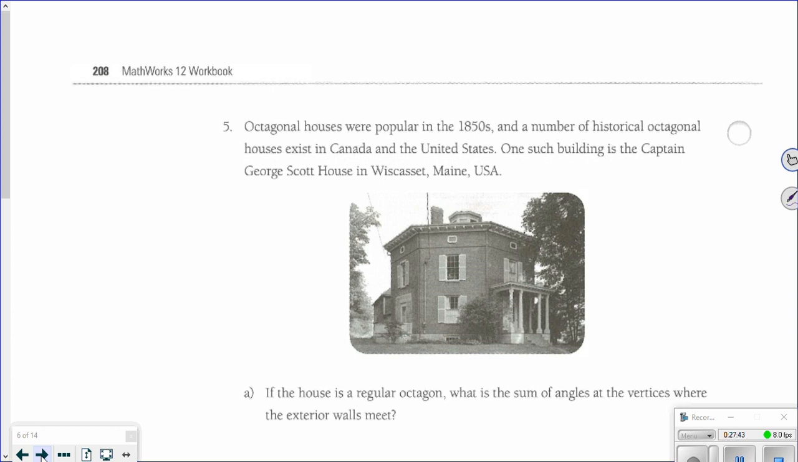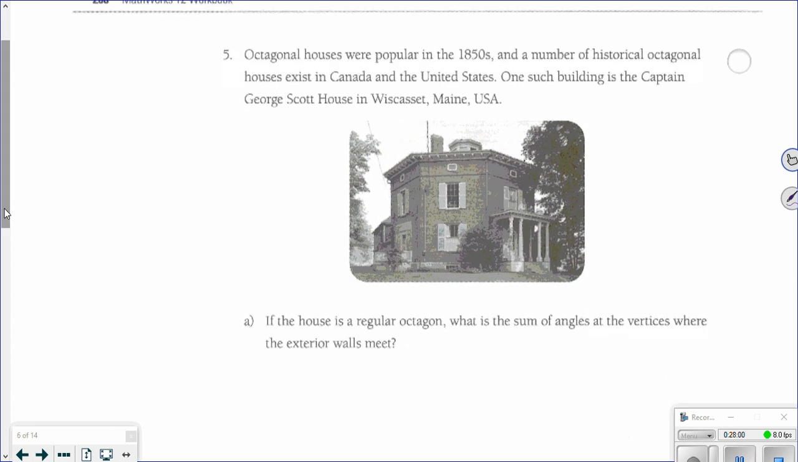Okay, this last example, or last 2 examples, is working with kind of real-world examples of polygons. And the first one deals with octagonal houses. So houses that are not square, that have 8 sides. So it says octagonal houses were popular in the 1850s, and a number of historical octagonal houses exist in Canada and the United States. One such building is the Captain George Scott House in Wiscasset, Maine, in the States.